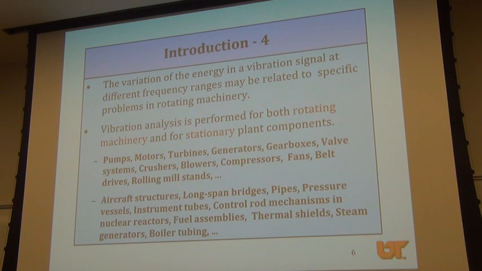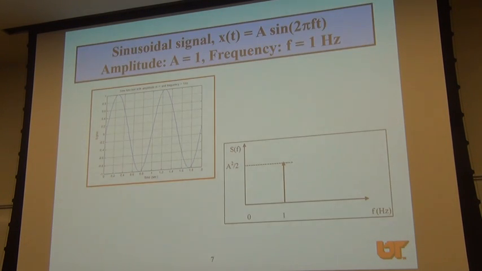What about the other structures that are not rotating? Aircraft structures, pipes, pressure vessels, and so forth. There are a lot of other stationary devices, boilers and pressure vessels. All these things may vibrate because of flow induced vibration or external forces coming from outside. This is an example of frequency. I mentioned frequency; I'm sure you're all familiar with this.